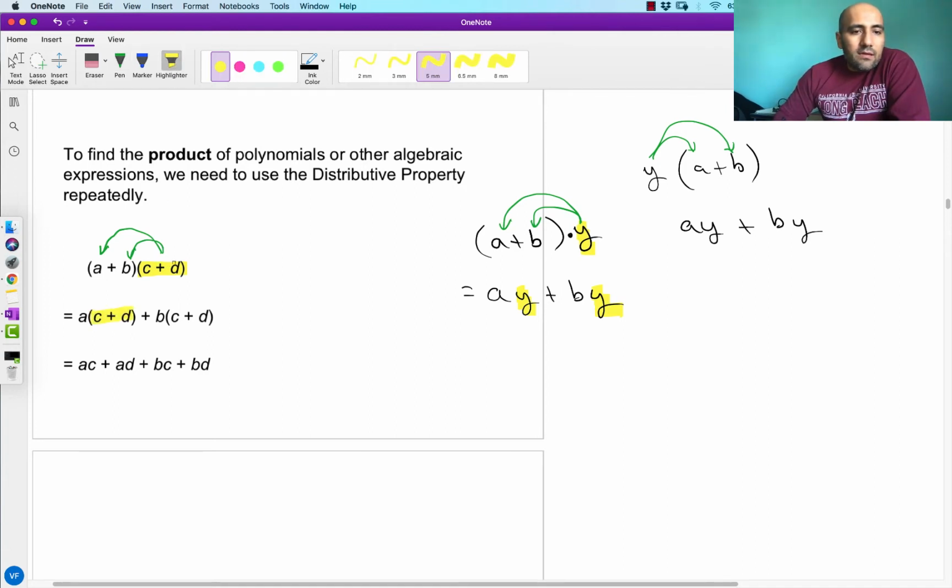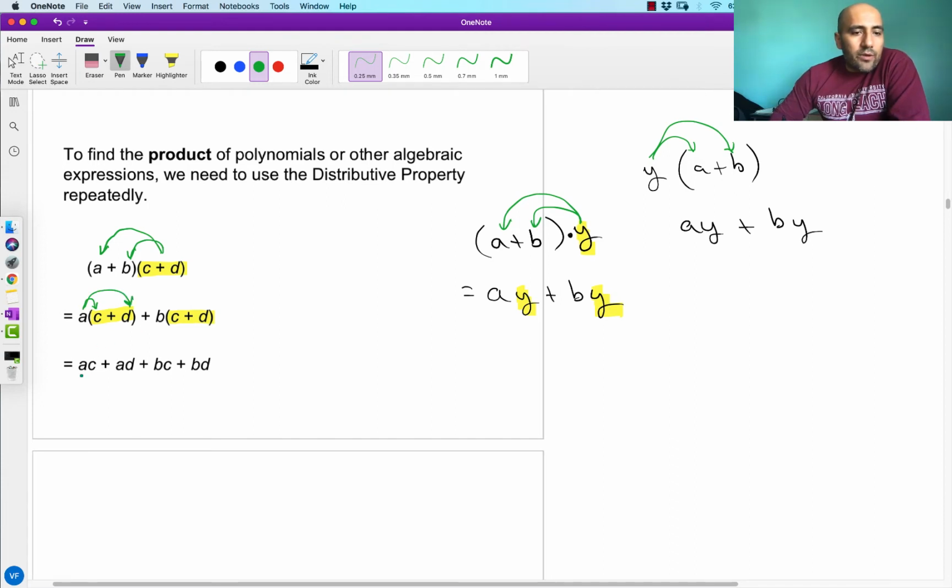It's a times this quantity, a times that, plus b times this quantity. Okay. And then we can do distribution once again. It's kind of like a double distribution method, right? We can distribute there, and we can distribute there.